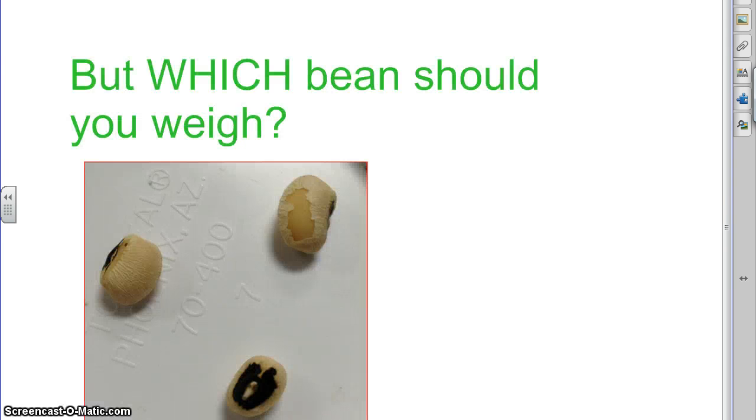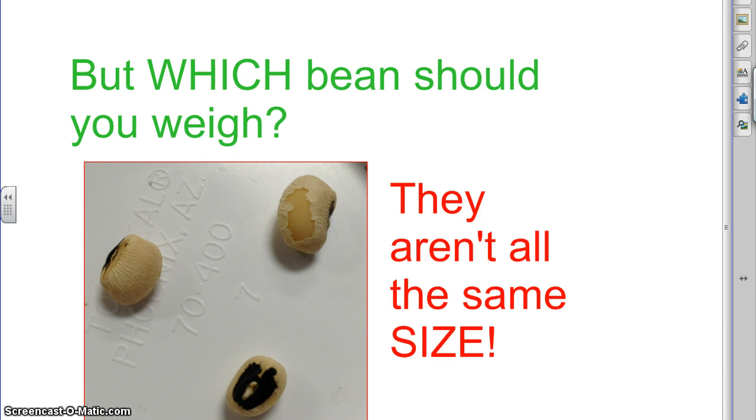But then you run into a problem if you think about that. Which bean do you weigh? They don't all weigh the same because they're not all the same size. If I weigh this bean, it's going to weigh a little less than if you weigh this bean. This one's kind of in the middle. Which bean is more representative of all the beans? If you have a huge number of them, this tiny difference in the beans' weights or masses can make a huge difference in the estimate that you come up with. So how do you decide?